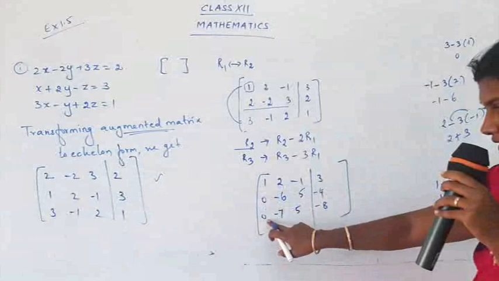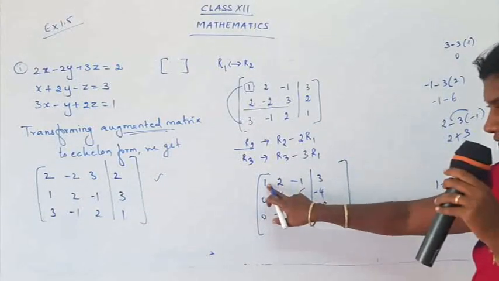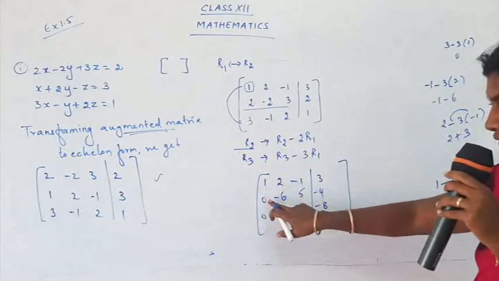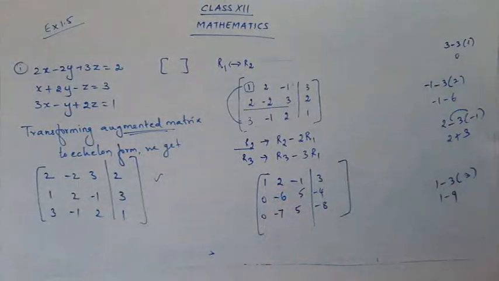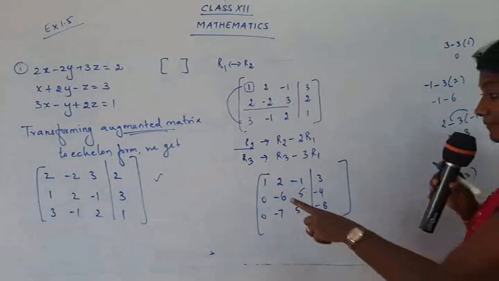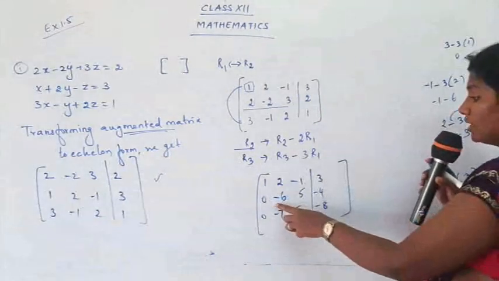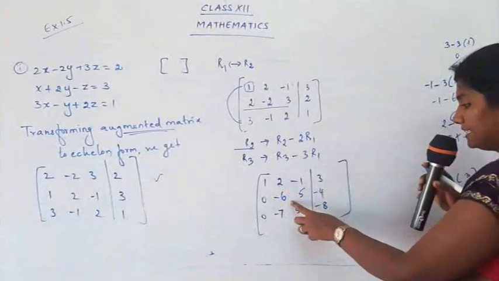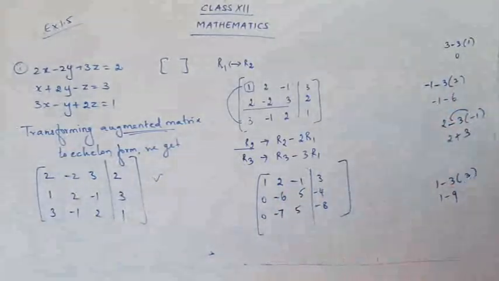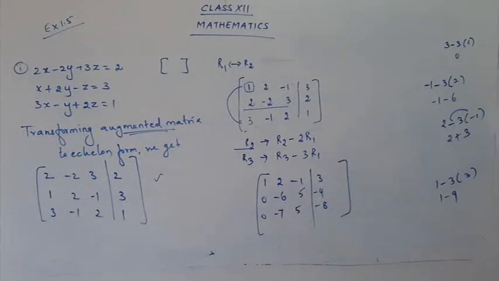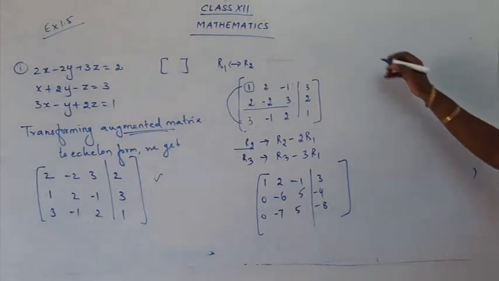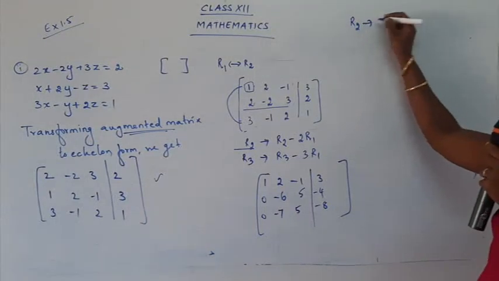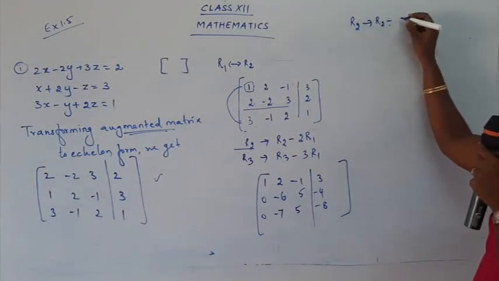Similarly, after converting all the numbers below the first element as 0, you are going to come to the second row. Now in the second row, what is the first non-zero element? It's minus 6, okay. So now we are going to change this minus 6 as 1. So we are going to divide by minus 6. I want 1 there. See here. So there's a change in R2. R2 is changed as R2 divided by minus 6.